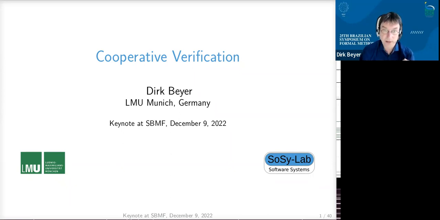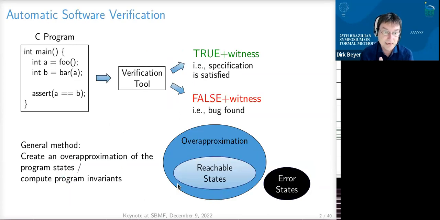When I speak about verification, I mean software verification, in particular automatic software verification. There's also interactive deductive verification, where a user in cooperation with the tool tries to prove a program correct. But here, this is basically a push-button technology. The input is a C program with a specification. For example, here, the specification is weaved in as an assert in the program.